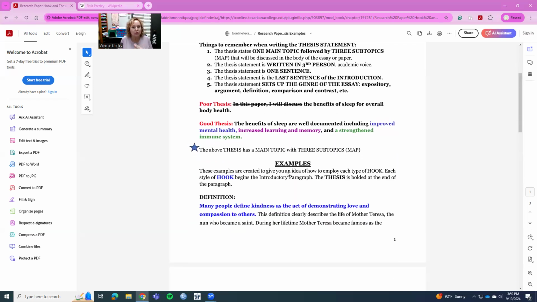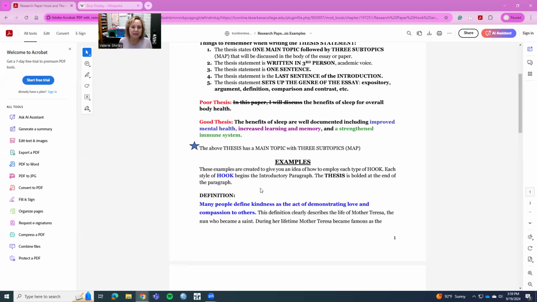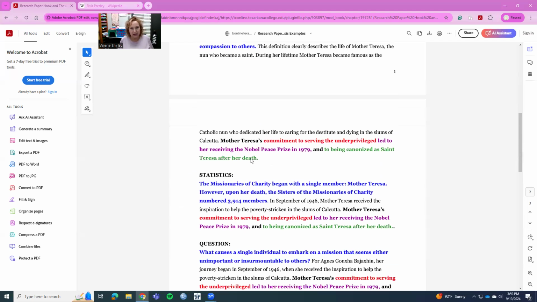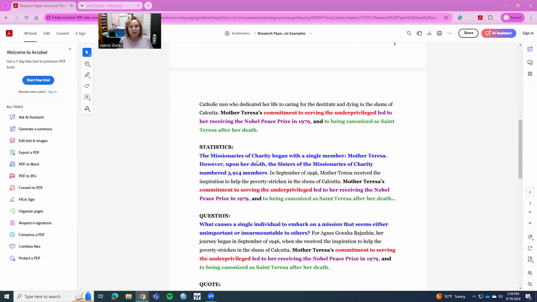Okay, so I will not look at all of these with you, but here's an example of using the definition hook followed by this thesis statement. Every one of these thesis statements are about Mother Teresa. So this is the thesis statement. Mother Teresa's commitment to serving the underprivileged led to her receiving the Nobel Peace Prize in 1979 and to being canonized as Saint Teresa after her death. So my first portion of the body of my research paper will be several paragraphs talking about commitment to serving the underprivileged.